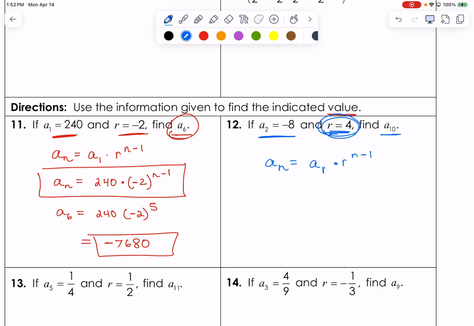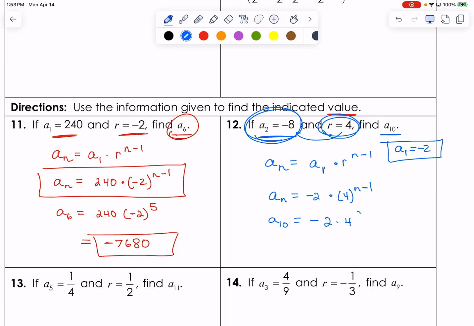So if you wanted to go backwards, what would you do? Divide by 4. So if you know the second term is negative 8, what would the first term be? Negative 2. So you multiply by 4 when you're going forwards. To go backwards, you'd have to divide by 4. So your first term is negative 2, so you'd have a sub n is equal to negative 2 times 4 to the n minus 1. Now you could figure out the 10th term. So you'd have negative 2 times 4 to the 9th power, and what do we get?